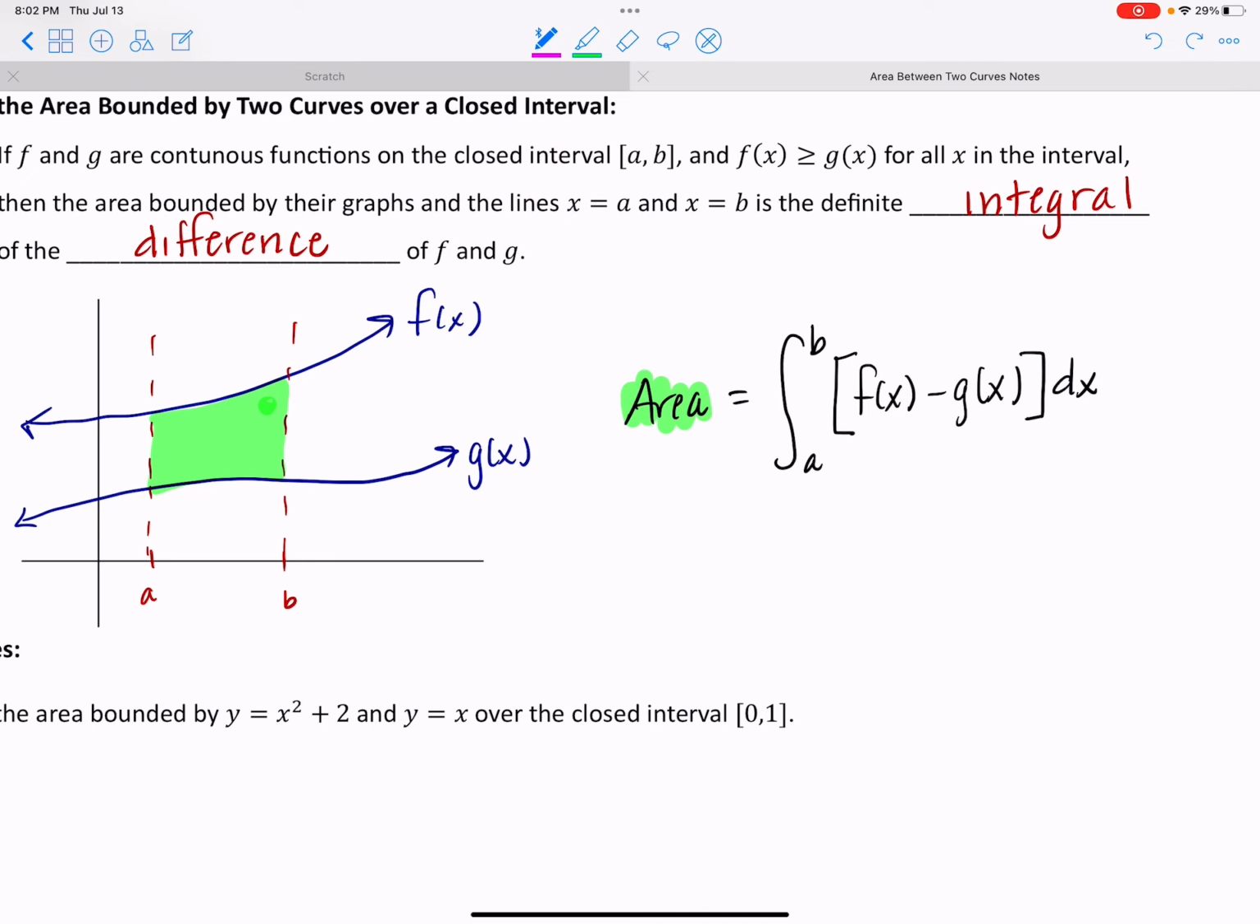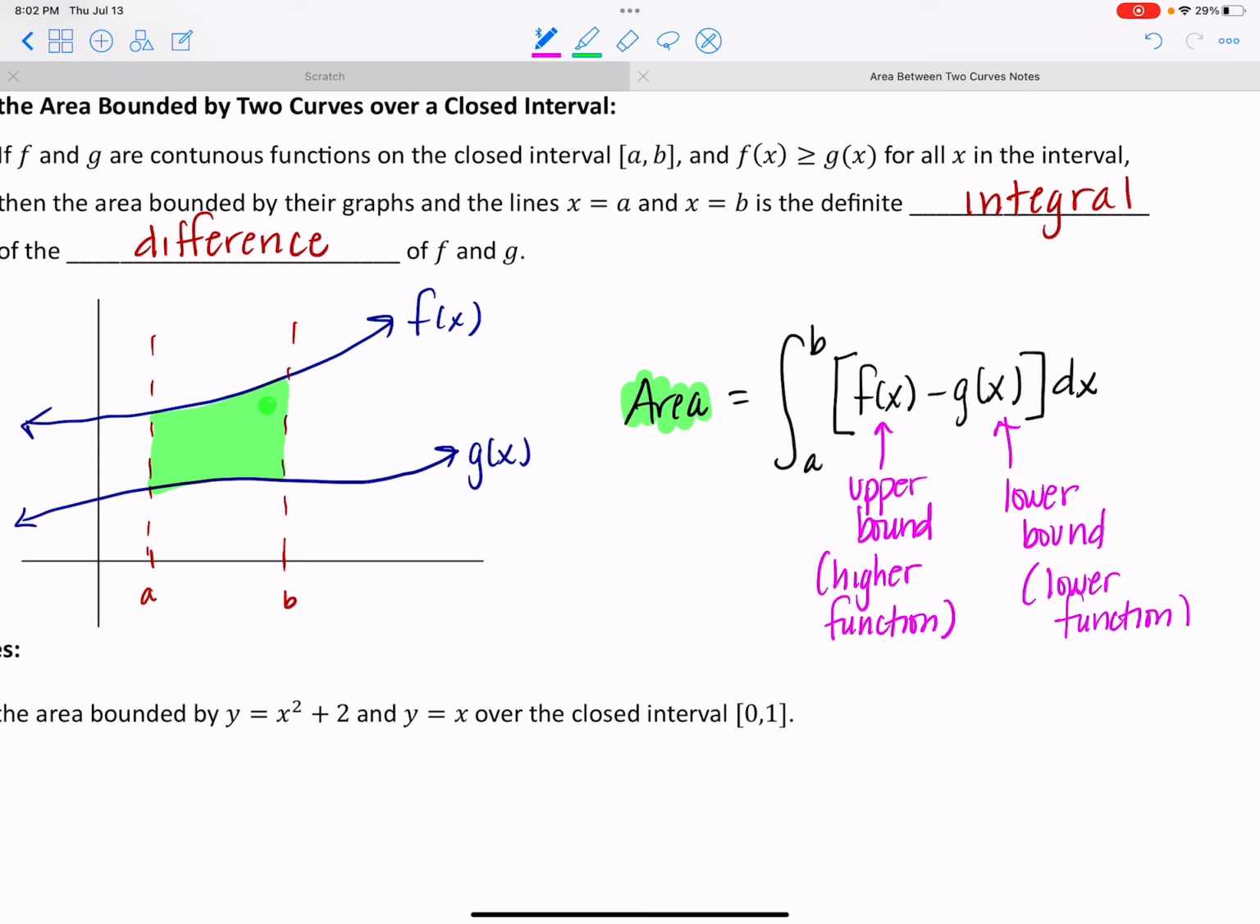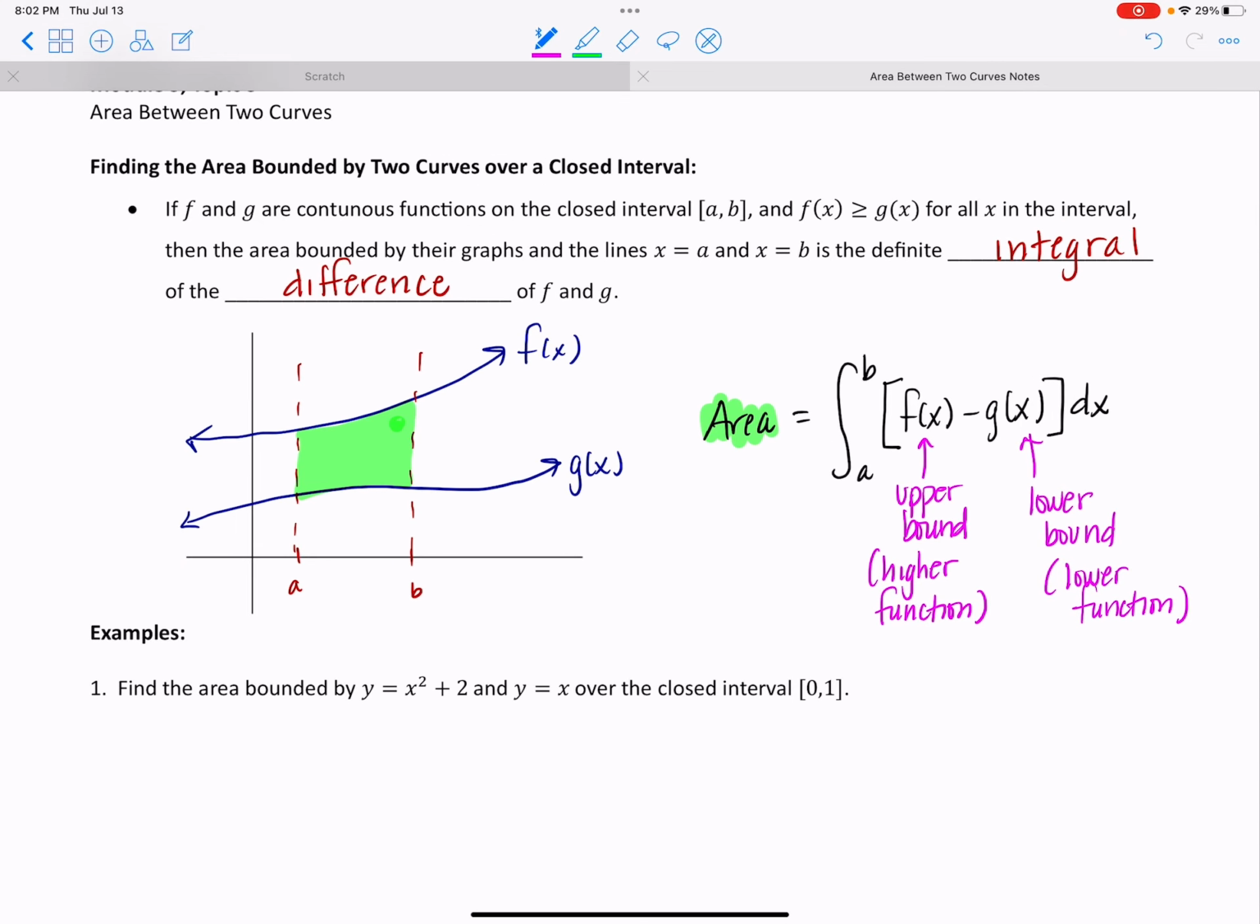So once again, this is going to be called the upper bound, and it should be the higher or greater of your functions. And then this is going to be the lower bound, so the lesser or lower of the two functions, or the lower or upper graphs. Okay, those actual boundaries. Which one is upper, higher, goes first. Which one is lower, goes next.